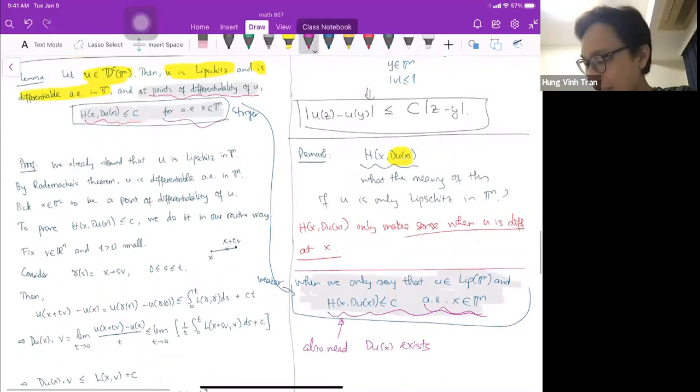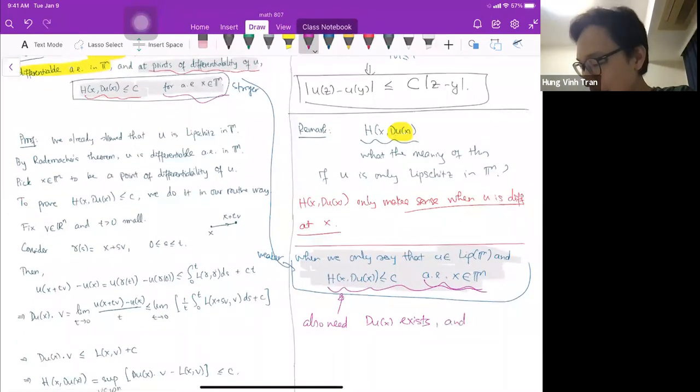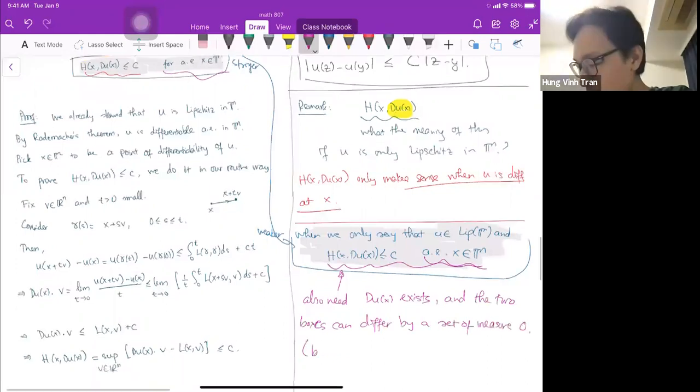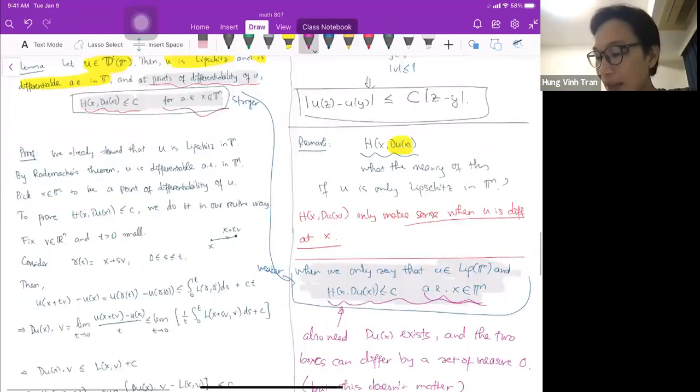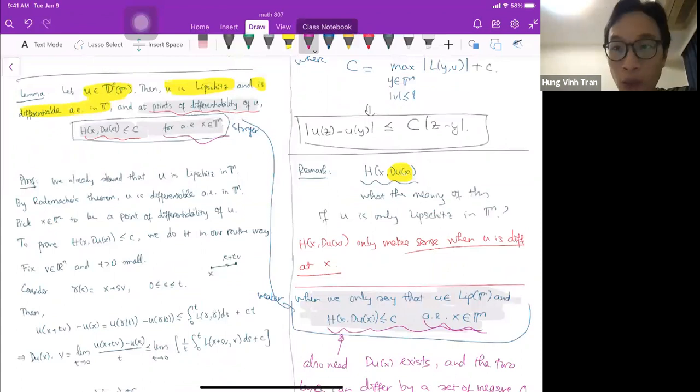The two boxes can differ by a set of Lebesgue measure 0, but this doesn't matter. We're going to see this. Clearly we need to make it very clear that the theorem, or the main result here, is stronger. It requires that it has to be correct at any point of differentiability of u. I hope that's clear.